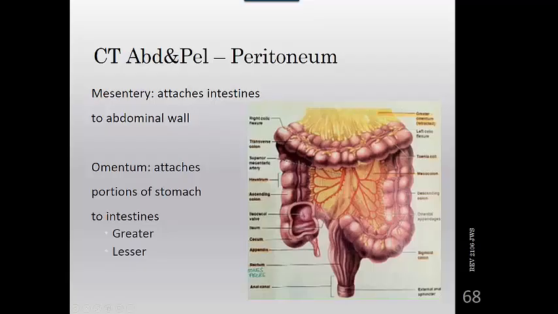So the omentum is a mesentery that's divided into lesser and greater components. Each is responsible for attaching portions of the stomach and the intestines. The anatomical image on this slide demonstrates the mesentery connected to the large intestine and the arteries flowing through it, which supply blood to the colon here.